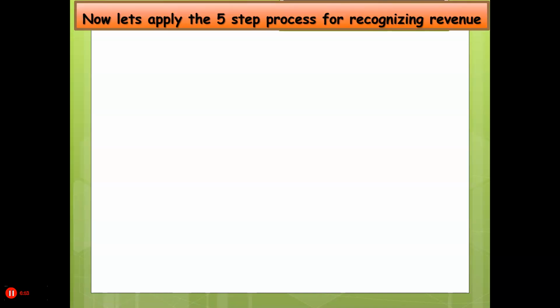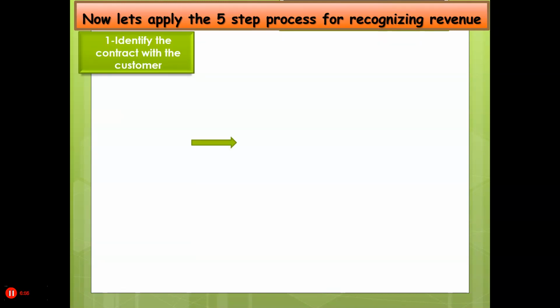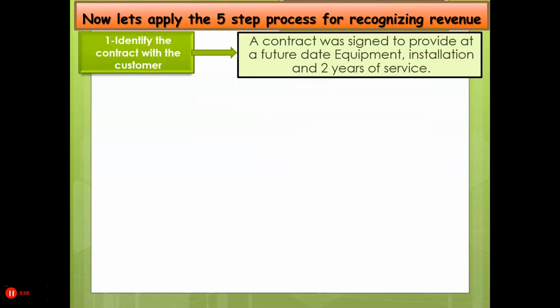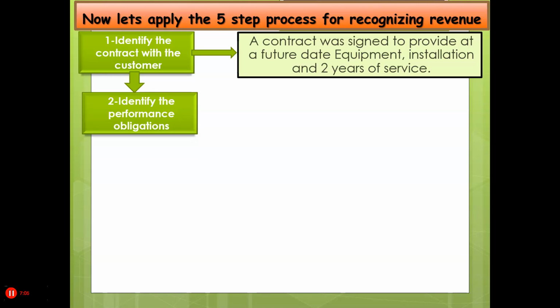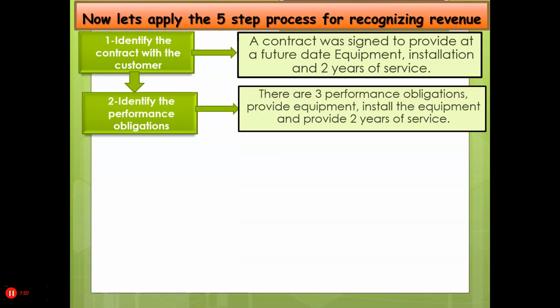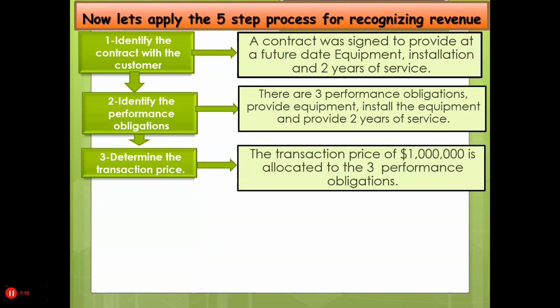Now we'll go through our 5 steps. Number 1, identify the contract. The contract is to provide equipment, installation, and a 2-year service agreement. Number 2, identify the performance obligations. Well, we have 3, because we're going to provide equipment, we're going to install, and we're going to provide service for 2 years. Number 3, determine the transaction price. It's $1 million. And it has to be allocated to those 3 obligations because they're going to be provided over different time periods.